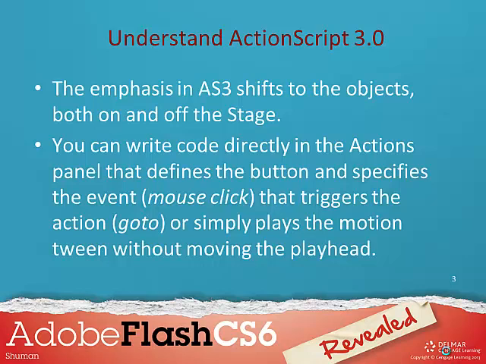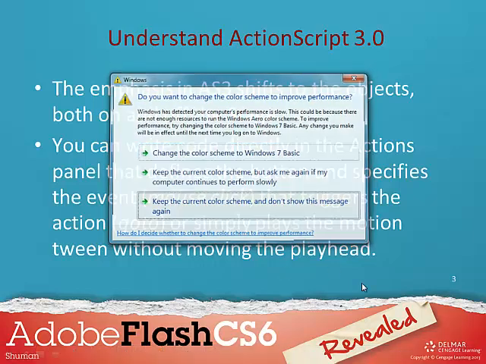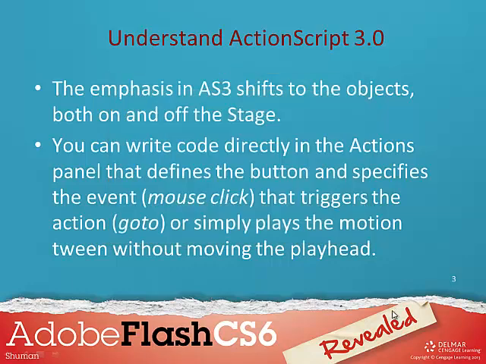In the previous chapters, the process for creating movies is focused on the timeline and on using Flash tools. With AS3, the emphasis shifts from the timeline to objects both on and off the stage. You can write the code directly in the Actions panel that defines the button and specifies the event, such as the mouse click, that will trigger the go-to, or simply play the motion tween without moving the playhead. This provides a great deal more flexibility because the code can be reused or executed from other places in the movie.